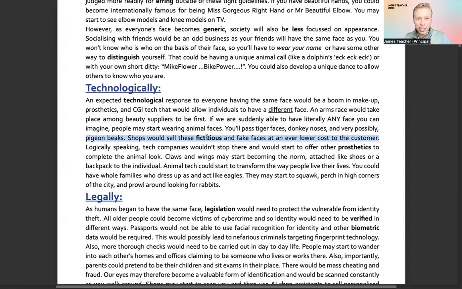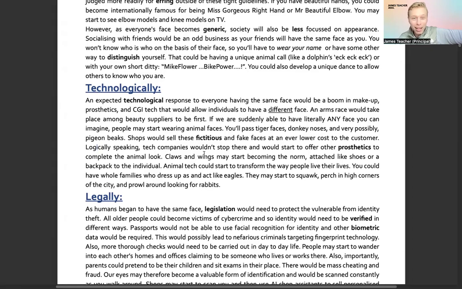Shops would sell these fictitious and fake faces at an ever lower cost to the customer. Logically speaking, tech companies wouldn't stop there and would start to offer other prosthetics to complete the animal look. Claws and wings may start becoming the norm, attached like shoes or a backpack to the individual. Animal tech could start to transform the way people live their lives. You could have whole families who dress up and act like eagles. I don't think eagles make that sound. They may start to squawk, perch in high corners of the city, and prowl around looking for rabbits.